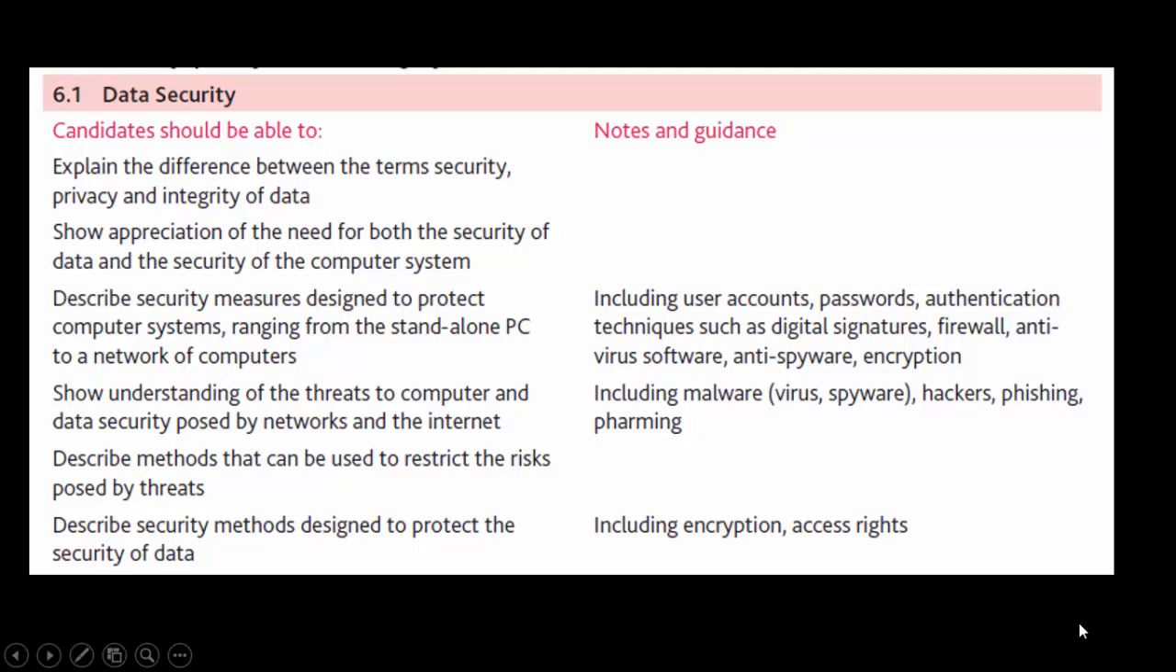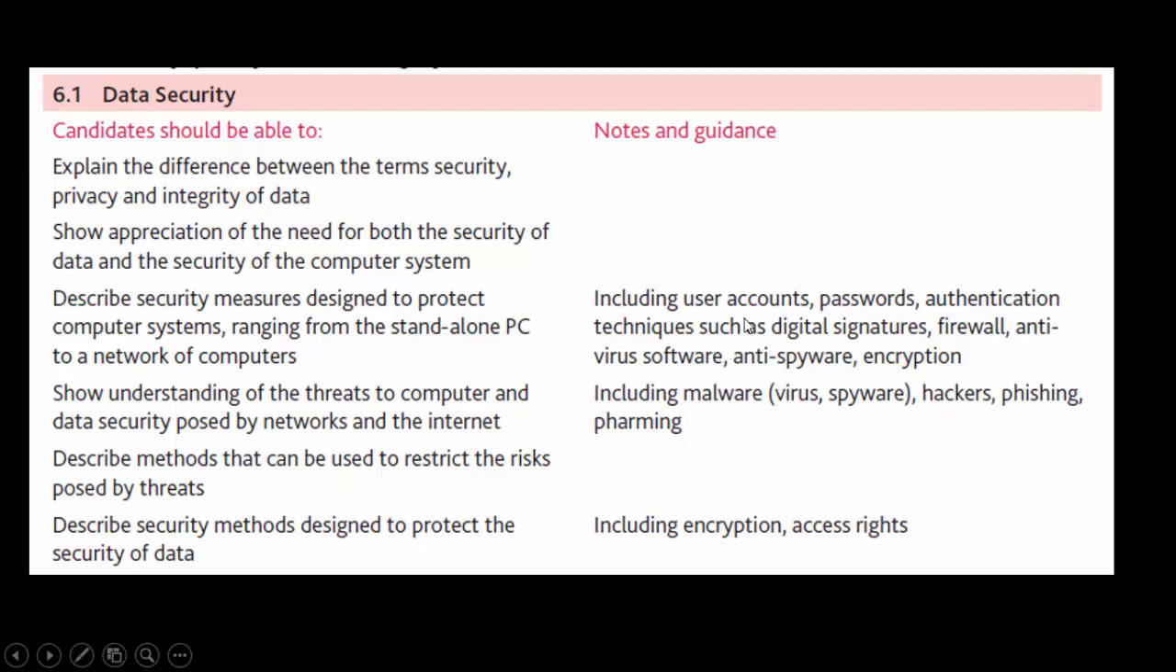Show appreciation of the need for both the security of data and the security of the computer system. Security measures designed to protect a standalone PC to a network of computers. Understanding threats to the computer and data security posed by networks in the internet. Describe methods that can be used to restrict the risk posed by threats. Describe security methods designed to protect the security of data.